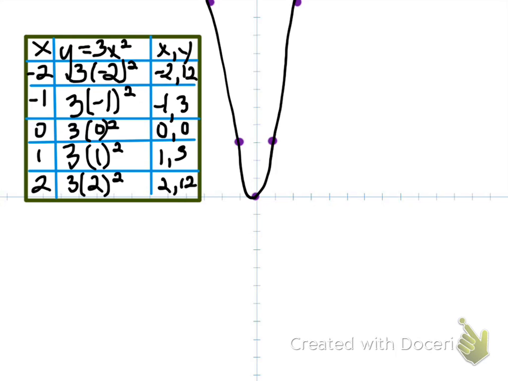We have to plot those points. So we would go left 2, up 12, left 1, up 3, 0, 0, we just stay in the middle and plot that point, right 1, up 3, and right 2, up 12. And then we graph the parabola itself, and we make sure that we end up with a U shape. In this case, you can see that the U shape is rather slender because of the 3. It makes the rate of change a lot greater, and because of that, it makes the steepness change.